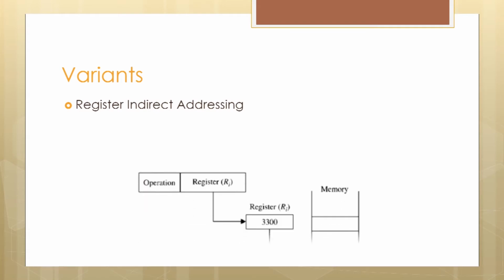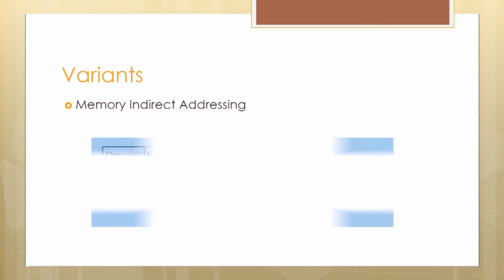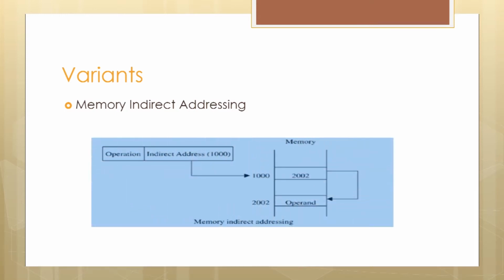There can be two variants. Register indirect addressing, if a register holds the address of the operand. Memory indirect addressing, if a memory location holds the address of the operand.